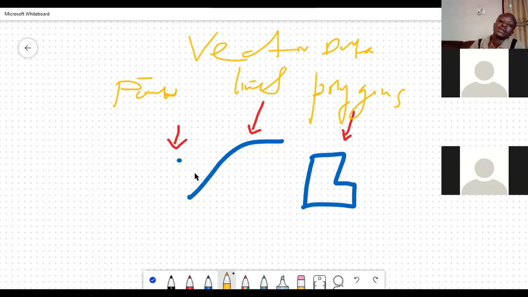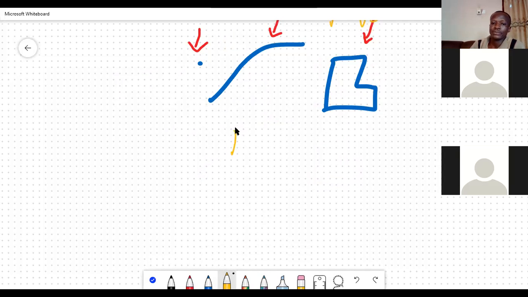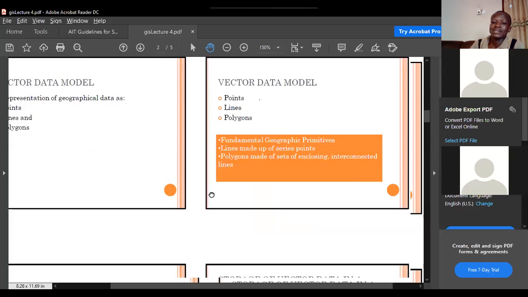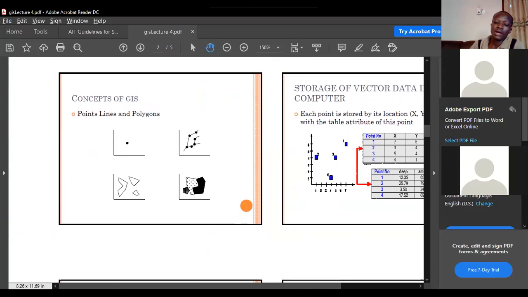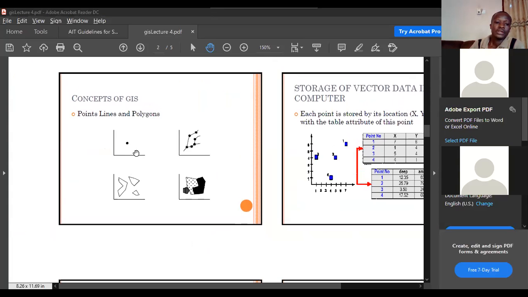And then we can have, like I said earlier on, the raster data model. That is what I want you to note for now. They have their own advantages and disadvantages. Here I'm also emphasizing again points, lines, polygons. Apparently lines are made up of points, and polygons are made up of lines, which are enclosing.